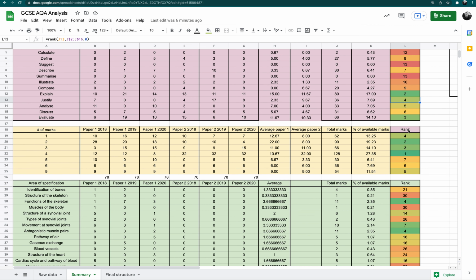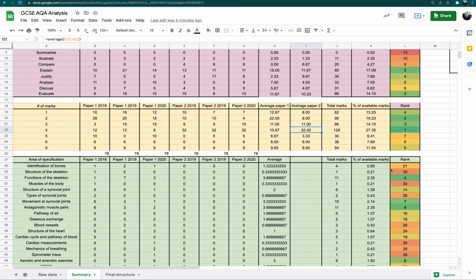Excuse my machine bleeping. We also look at the mark range breakdown. We know, for example, that on paper 1 most marks available are from 2 mark questions, 22 marks worth, 11 of them on average. But on paper 2, most of our marks come from 4 markers. So it's really important that teachers cover 4 mark questions, especially on paper 2, and obviously we can analyse that.